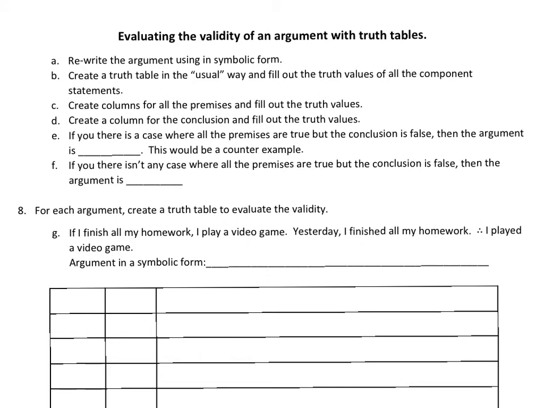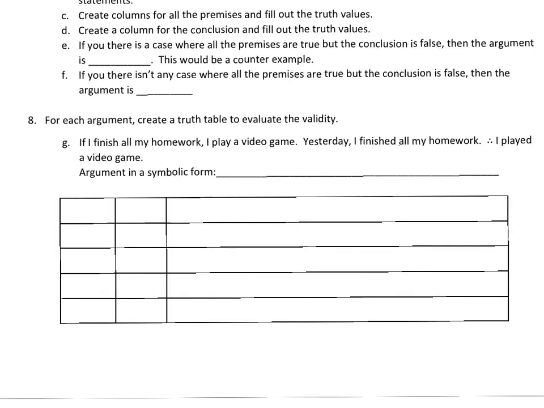So we're doing kind of a setup. We'll make columns for all premises and the conclusion. And then basically the same concept. If you can find a case where all premises are true but the conclusion is false, then the argument is invalid. That will be my counterexample. If there isn't any case where all premises are true but the conclusion is false, then the argument is valid. So same logic, we're just going to put it in terms of a truth table. All right, let's look at the next question.